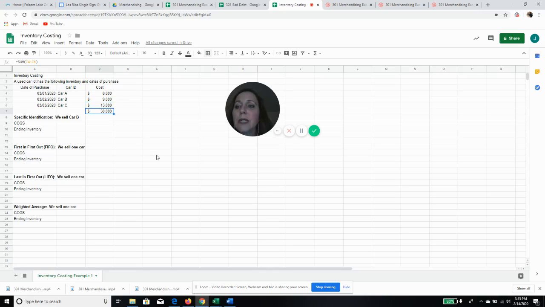Okay. Specific identification means that we can identify which item in our inventory we've actually sold. In this case, we're going to sell car B. So under specific identification, I know my cost of goods sold when I sell car B is $9,000. And my ending inventory is car A and car C, which are $21,000. I can also do this by taking $30,000 minus my cost of goods sold. $30,000 minus $9,000 would be $21,000. Okay, specific identification is pretty simple.